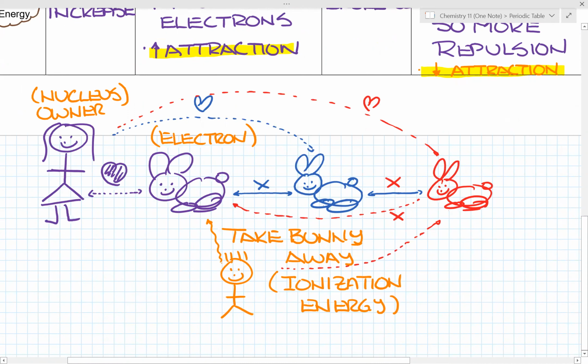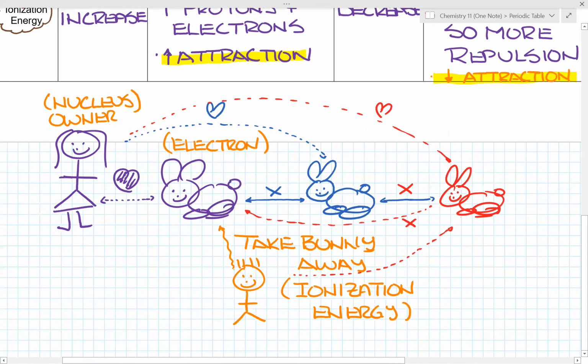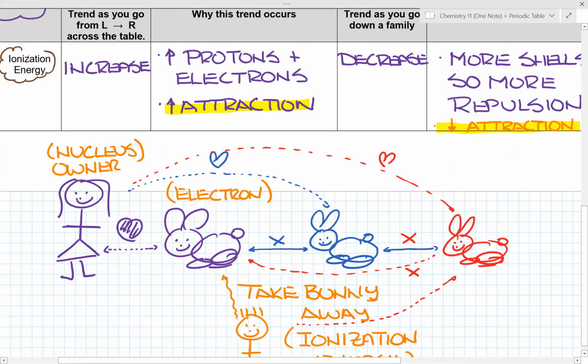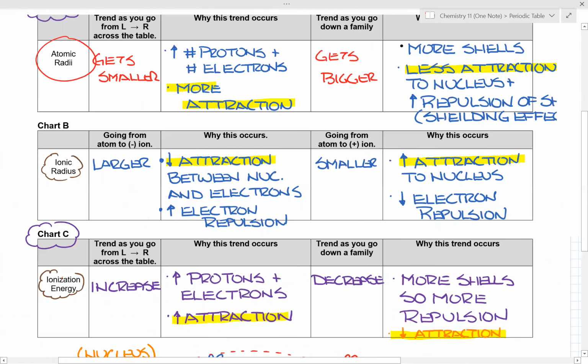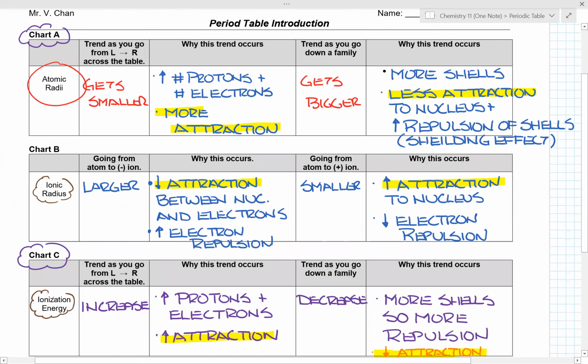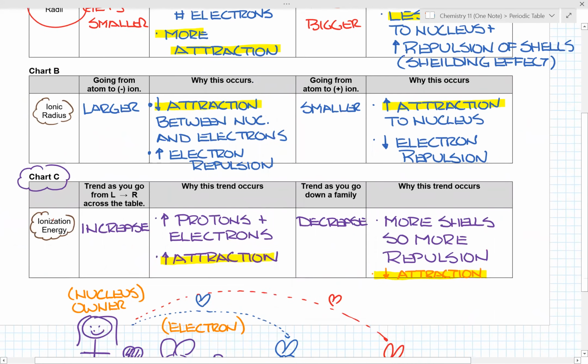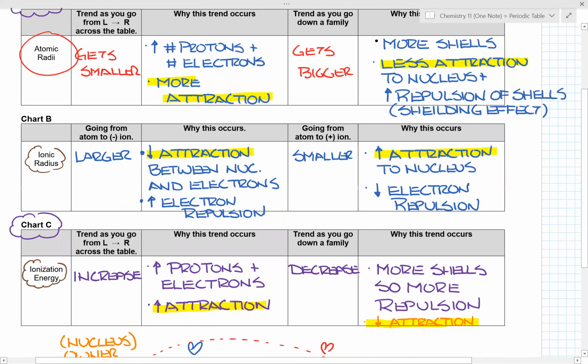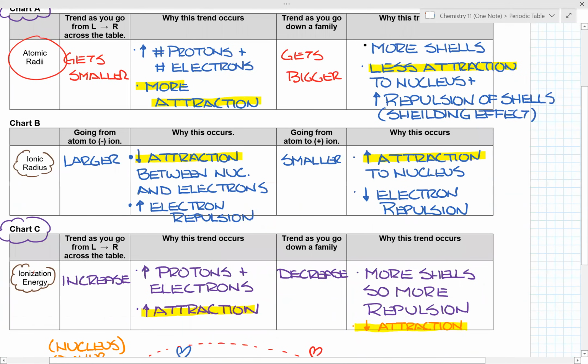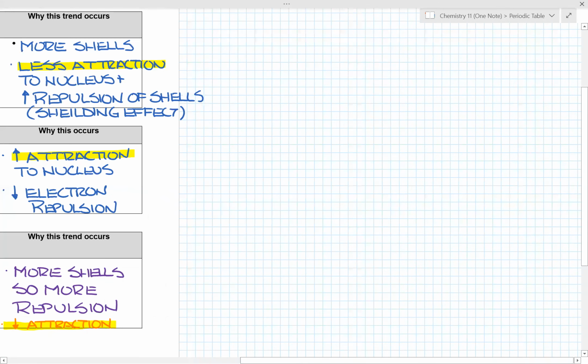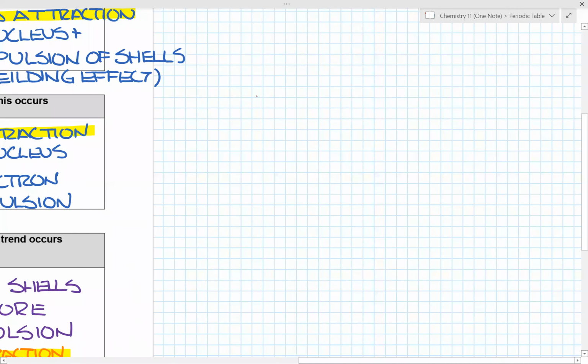Okay, so take a look at this picture and see how it matches chart number 1 or chart A and chart C. Now, what about chart B? What about this ionic radius? Well, we could think of it like this. You could think of it like family dynamics.